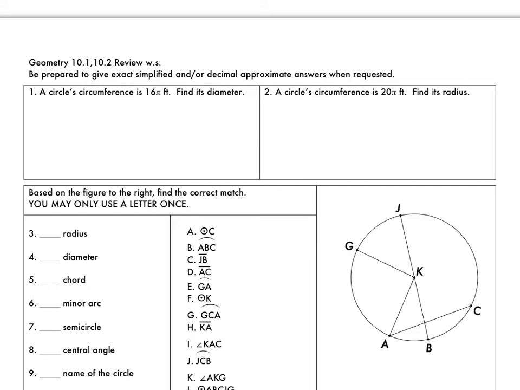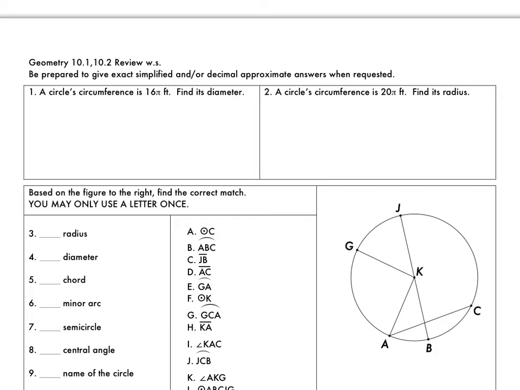Okay, this is a video key for the review. So it says, be prepared to give exact, simplified, and/or decimal approximation answers when requested, so be sure to do that. And remember, in terms of pi, it's just multiplying everything you can except for multiplying by pi, and just putting pi at the end to show that it's times pi.